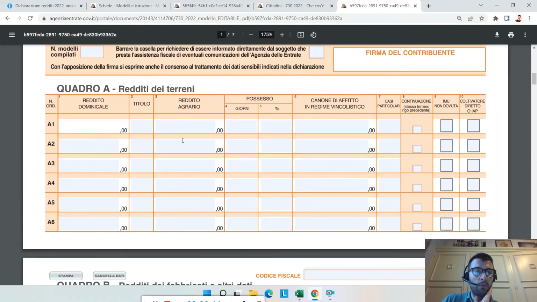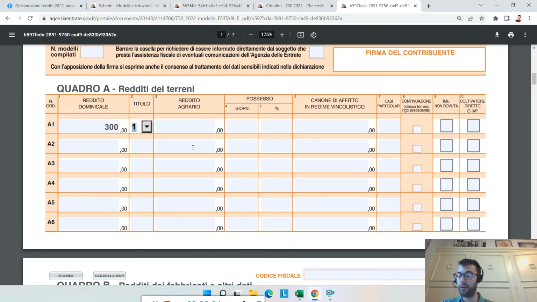Do I have some land? Yes, let's say I have 300 euro. Here, of course, I'm not going code by code, but I'm saying Quadro A, if you have some lands that you need to declare.